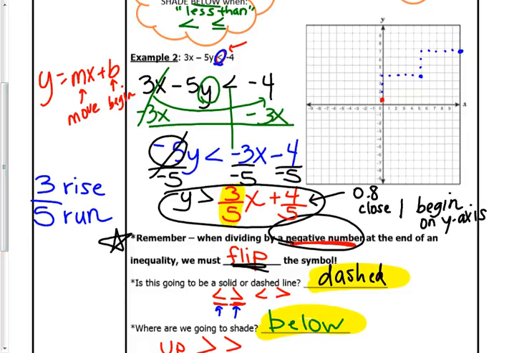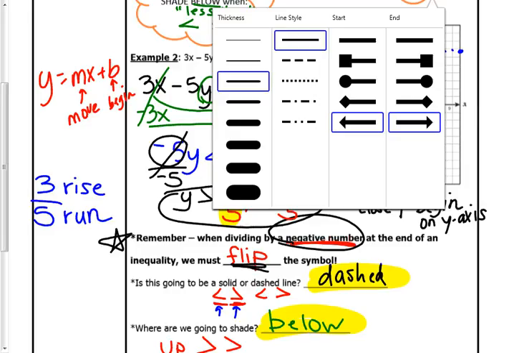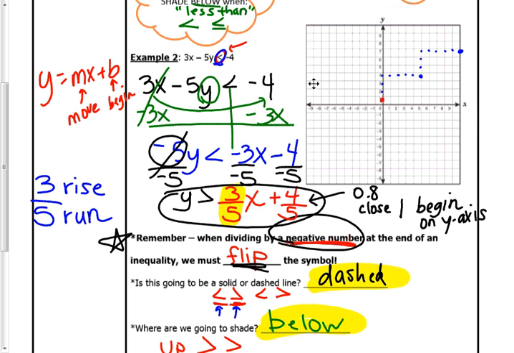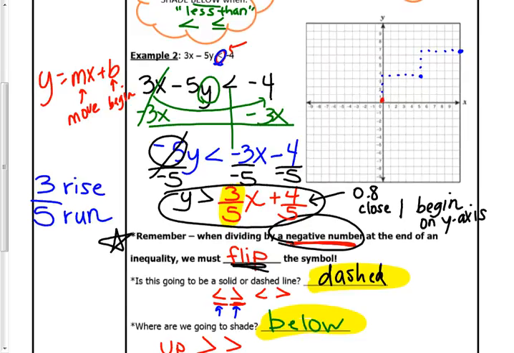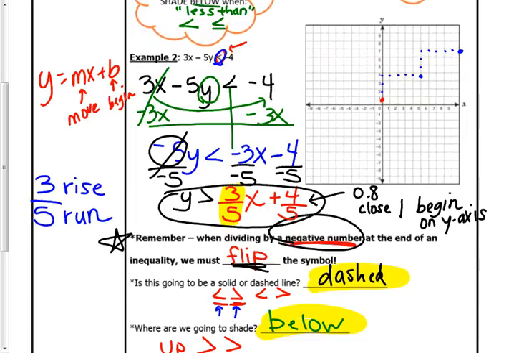Now I have this little tool that will automatically give me a dashed line, okay? But you will have to make the dashes on your own here. All right, so I'm going to connect. Oops, oh no. Let me try this again. Okay. All right, I'm going to connect.